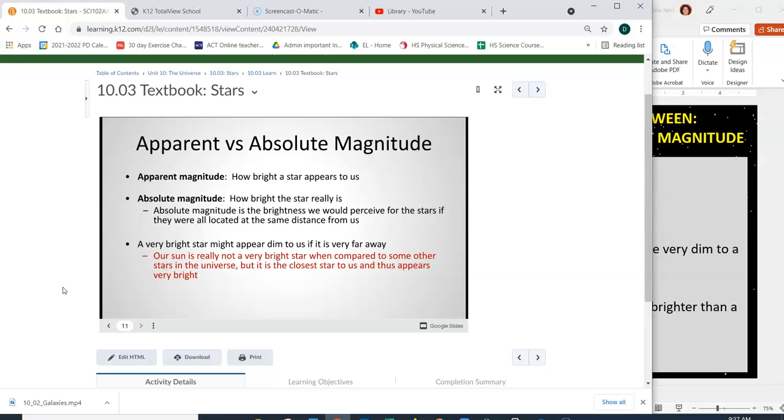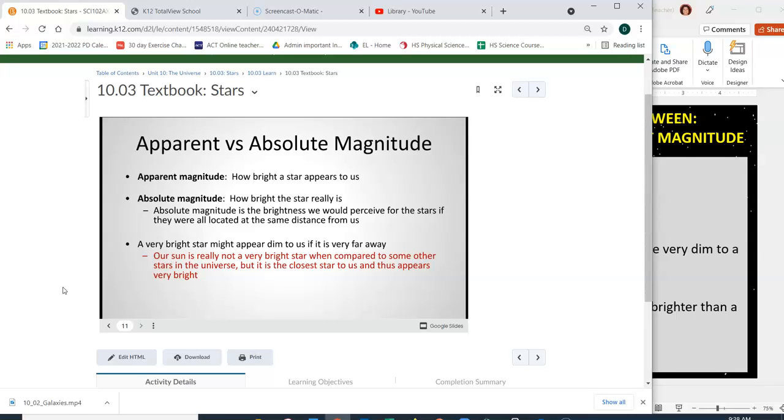Is it bright because it's really close? Or is it bright because it's giving off a lot of light? It could be really far away, but giving off so much light it looks bright. Or it really could be a dim star, but it looks bright to us because it's very, very close. So here, when you talk about absolute and apparent magnitude, you have to think about distance as well as brightness. Apparent magnitude is just what they look like, whatever the distance.